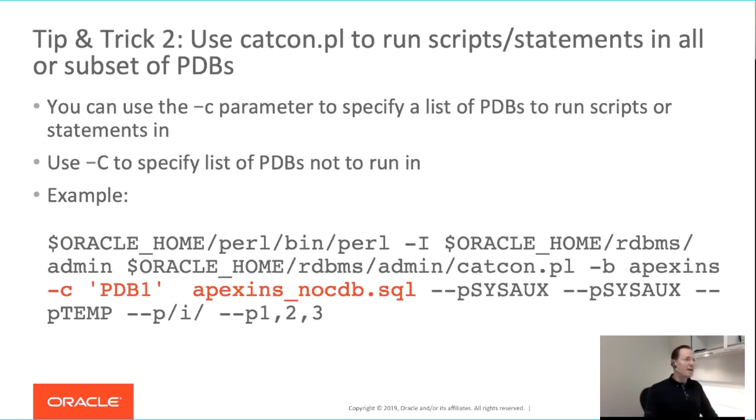So I mentioned using catconpl. One of the things you can do is specify this -c parameter to specify a list of PDBs to run the scripts in. That'll say, don't run this everywhere, just run it in the named PDBs that I specify. You can also use a -C to specify a list of run it everywhere except these PDBs that I mention. And the example here is we are running the Apex ins script against just one PDB, PDB1, and we might need to do this if we've unplugged a pluggable database and plugged it into a CDB and the versions don't match exactly. We may need to run this Apex installer against just this one PDB.